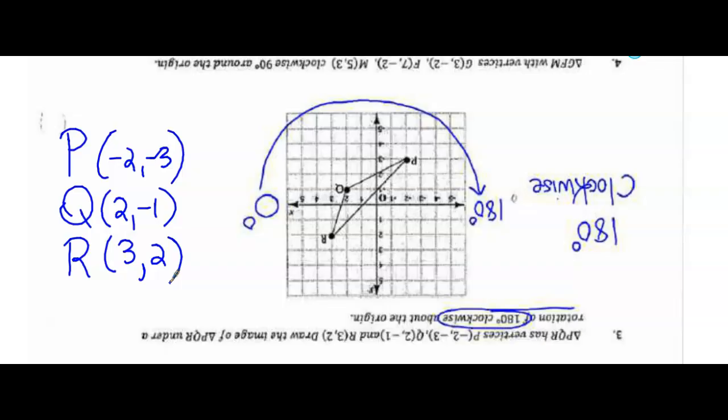So remember, you're looking at this now as your new coordinate plane. 0, 0. We're going to go left 2, down 3. 1, 2, 1, 2, 3. Here is where P prime is going to be. We're then going to put Q at 2, negative 1, right 2, down 1. That is Q prime. And then we're going to put R at 3, 2. 1, 2, 3, 1, 2. There's your R prime. Connect them, connect them, connect them, and shade them in.